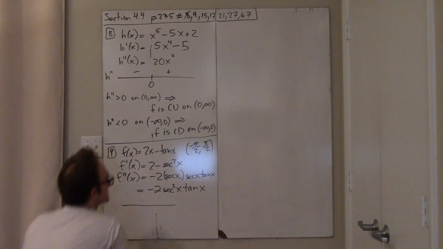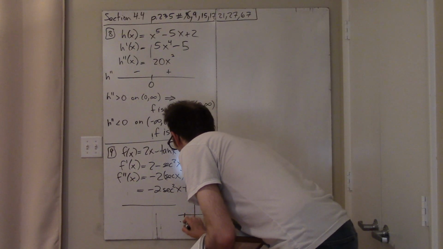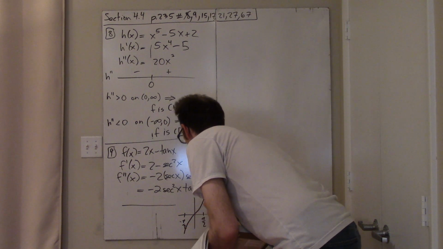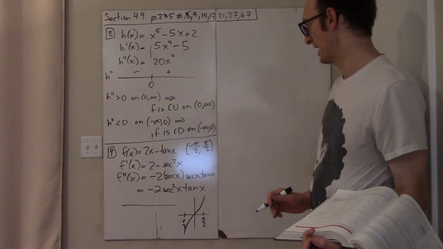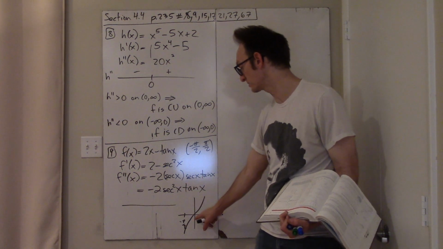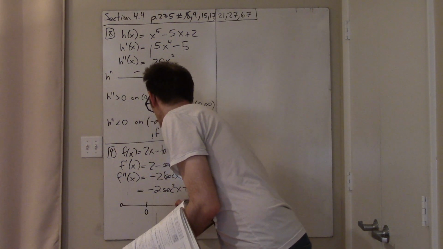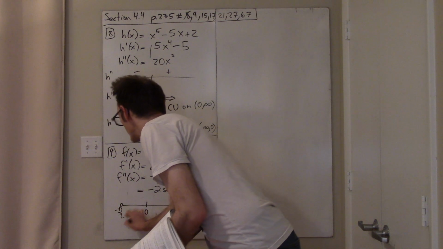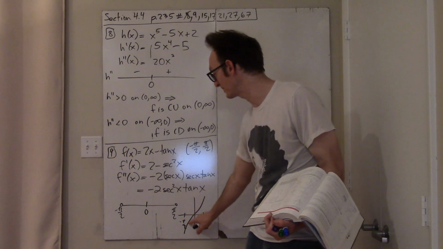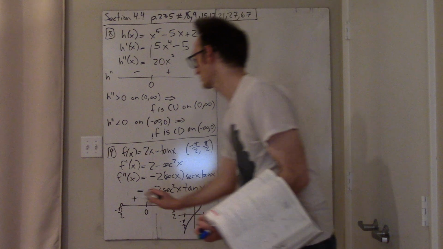But I just know things about tan, right? I mean, I just know that on the interval from negative pi over 2 to pi over 2, tan is going to look like that, of course. And secant squared will always be positive, and tan will be negative until 0 and positive thereafter. So on this interval tan will be negative, but there's also a negative here which makes this positive, and then this is negative. So this is the sign.